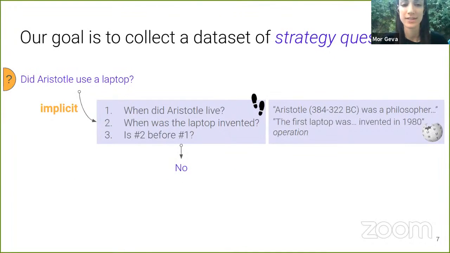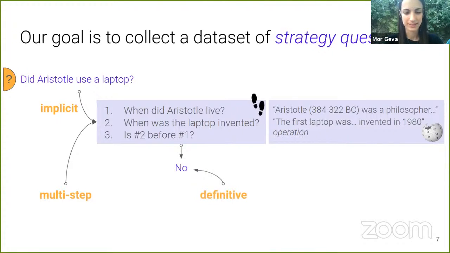So the goal of our project was to collect a dataset of such questions. But at the beginning, we noticed that many types of questions fall under this category of implicit reasoning. So we had to refine our definition a bit. For that, we defined three more desired properties strategy questions should have. The first one is implicit reasoning, as I said before. We also want questions that require reasoning over more than a single local text in the context. We want reasoning over multiple parts of the context. So we want multi-step questions.